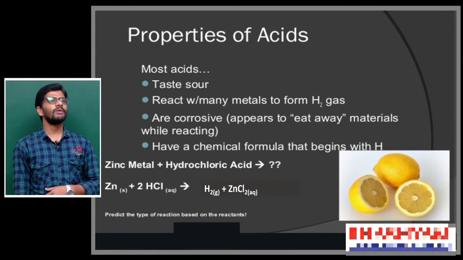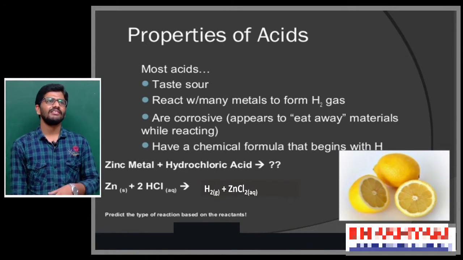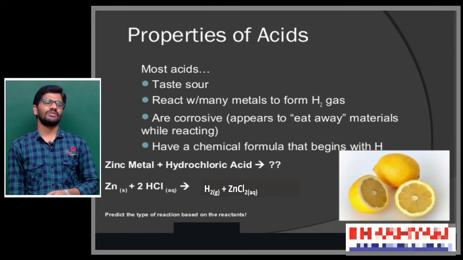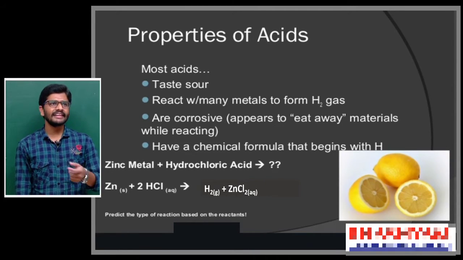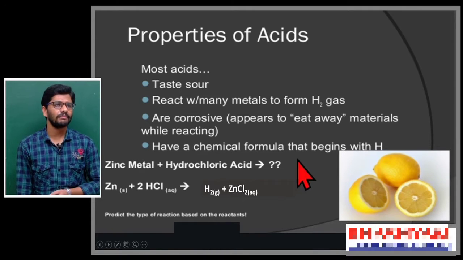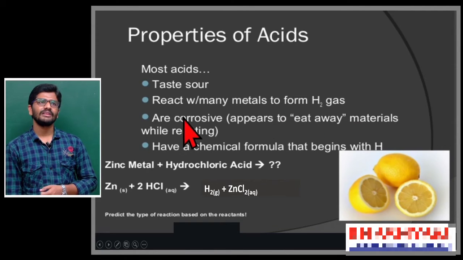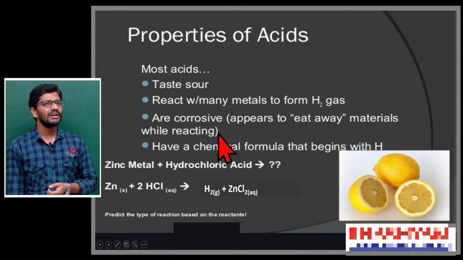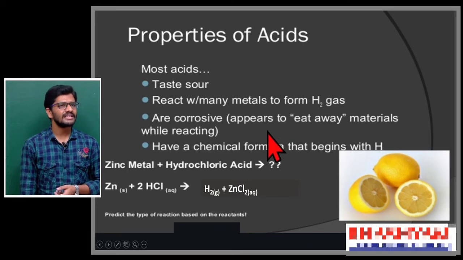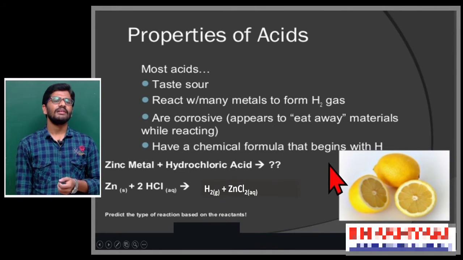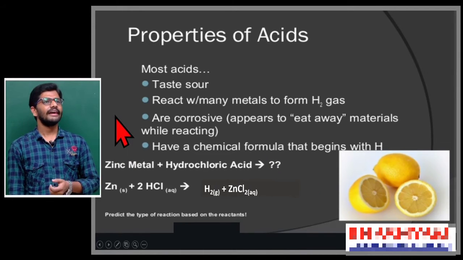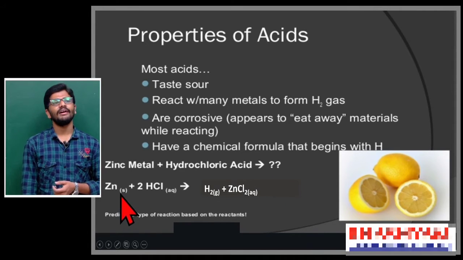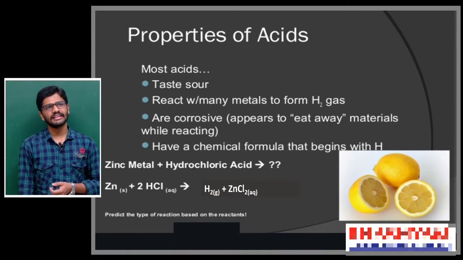Okay. Next, properties of acids. Here both physical and chemical properties are there. Most acids generally taste sour. Acids are generally sour in taste. They can react, it is a chemical reaction, I can discuss later, no problem, with many metals to form hydrogen gas. Generally acids are corrosive. They corrode metals. They are damaging to metals. They have a chemical formula that begins with hydrogen. So for all acids, when we write the chemical formula, we start with the letter H. Zinc metal can react with hydrochloric acid to form zinc chloride and produce hydrogen gas. So these things can be discussed later.